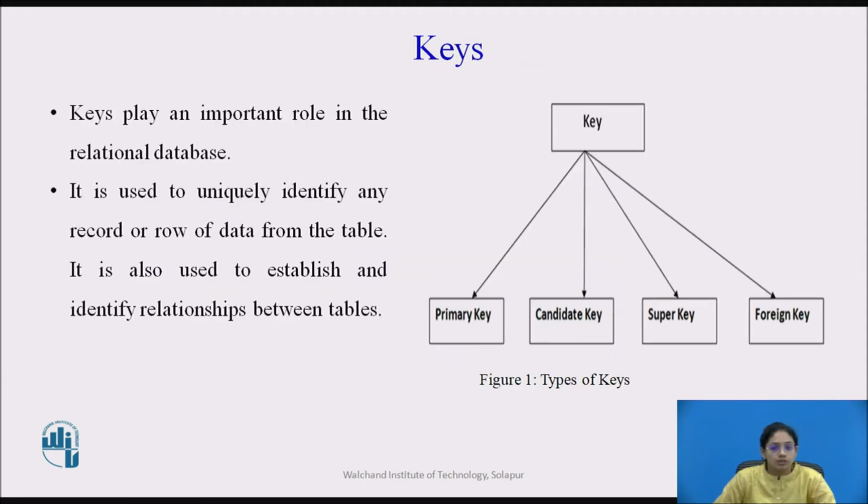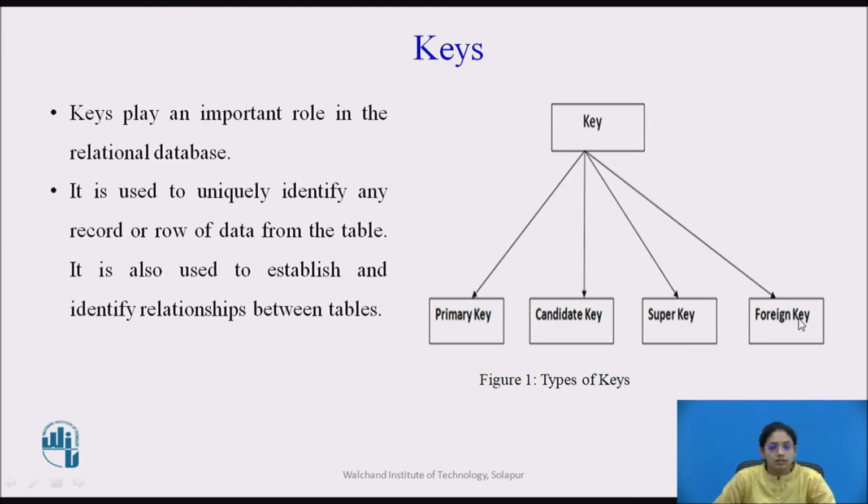Next concept is the key. A key plays a very important role in a relational database. It uniquely identifies a row or a record in a table. Also, you have to establish a relationship between different tables. As in a relational database, data is stored in different tables, two or more tables can be related using keys. The types of keys are primary key, candidate key, super key and foreign key.